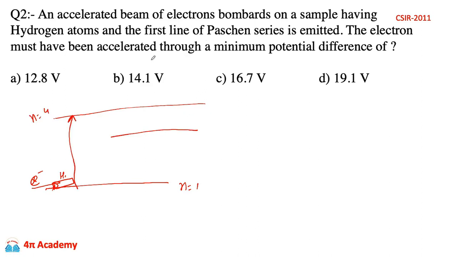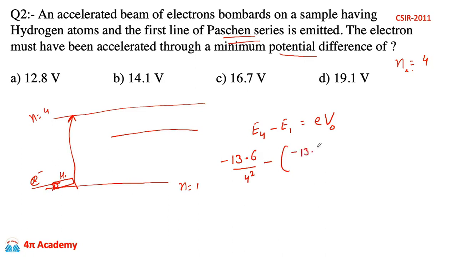and the electron must have been accelerated through a minimum potential difference. Now we all know that for the Paschen series, the value of n is equal to 4. So therefore the energy difference E4 minus E1 we can calculate, that is eV naught, where V naught is the electrostatic potential which is being generated between these two energy levels. The value of E4 we can calculate from the Bohr energy formula, that is 1 over 4 squared minus, for the first energy line, 1 over 1 squared electron volt, that is equal to eV naught.